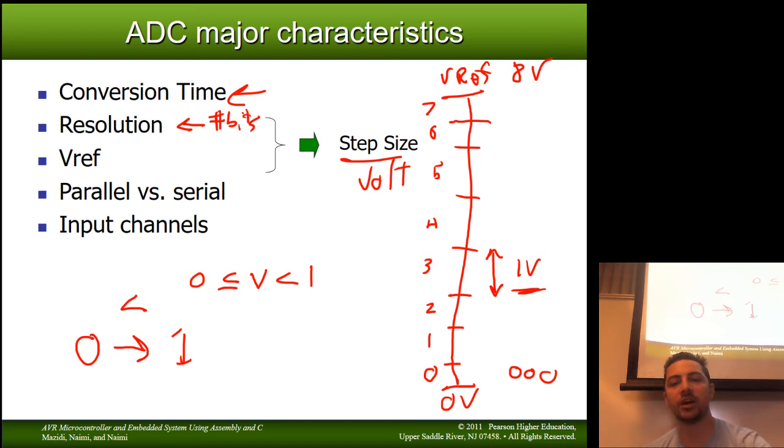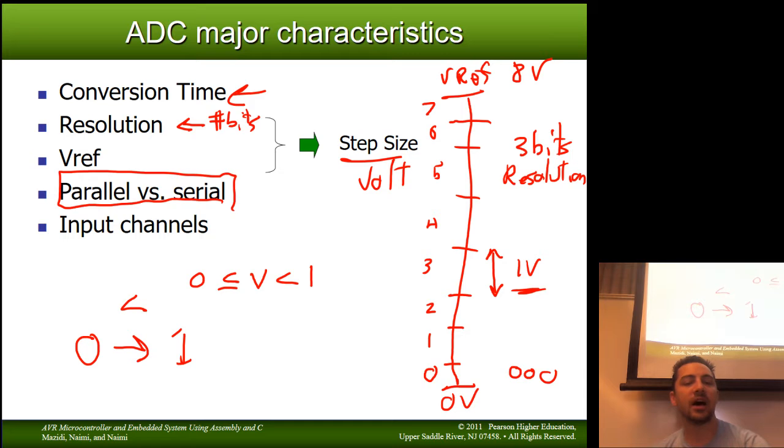So my resolution on this fake one would have been 3 bits of resolution, which means I have 8 bins. That's 2 to the 3 is 8 bins. And then Vref would have been 8, so 8 divided by 2 to the 3 is 1 volt. Okay, so that's conversion time, resolution, Vref.